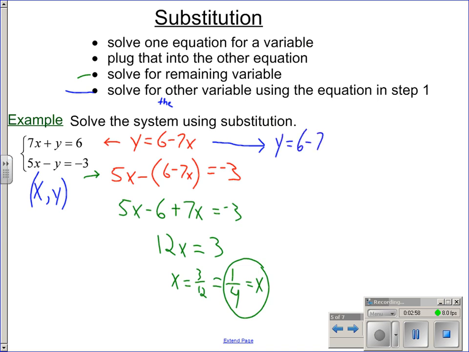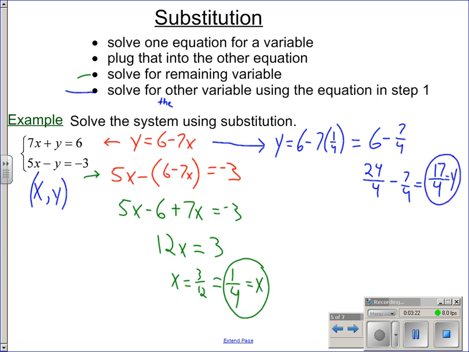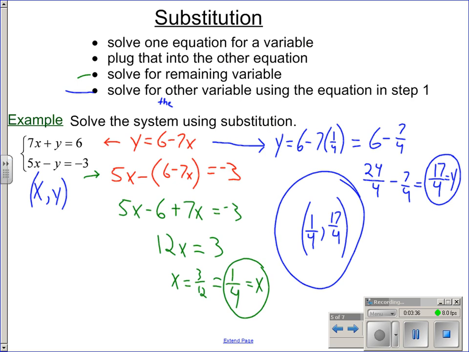So 6 minus 7 times 1/4. And so we get 6 minus 7/4, which is 24/4 minus 7/4. I love fractions. Oh, 24 minus 7, that's 17/4. There's our y value. Now, our answer is a set of points that satisfy both equations, meaning it's a coordinate, so list it as such. Our solution is x comma y. That's our answer. Okay, this is the idea of substitution. Solve one equation for one variable, plug that into the other equation, solve for the remaining variable, and then you can figure out the last variable.